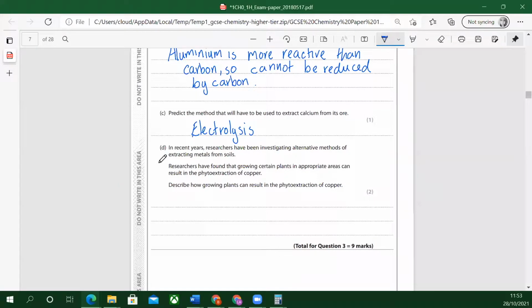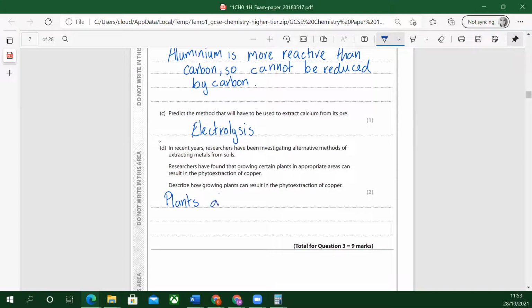In recent years, researchers have been investigating alternative methods of extracting metals from soils. Researchers have found that growing certain plants in appropriate areas can result in the phytoextraction of copper. Wow. Describe how growing plants can result in the phytoextraction of copper. Okay, that sounds difficult, but it's not as bad as that sounds. Phytoextraction just means the plants take it up, okay, they take it up from the soil. Okay, so plants absorb copper from the soil.